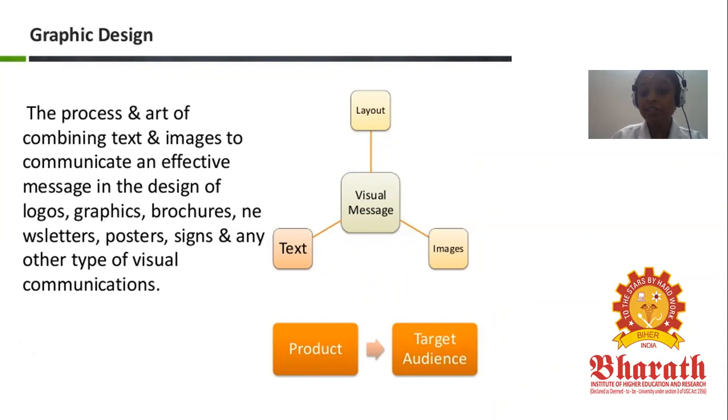Depending upon the product, you can create something. You can create different textures, layouts, and images. After that, we target the audience. We target the audience in the product.